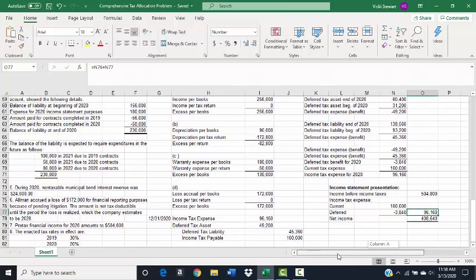Now we can record our journal entry by debiting income tax expense for $96,160, debit our deferred tax asset, the net amount of $49,200, credit deferred tax liability for $45,360, and credit income tax payable for $100,000. And that is the conclusion of the demonstration of Part 2 of the comprehensive tax allocation problem.